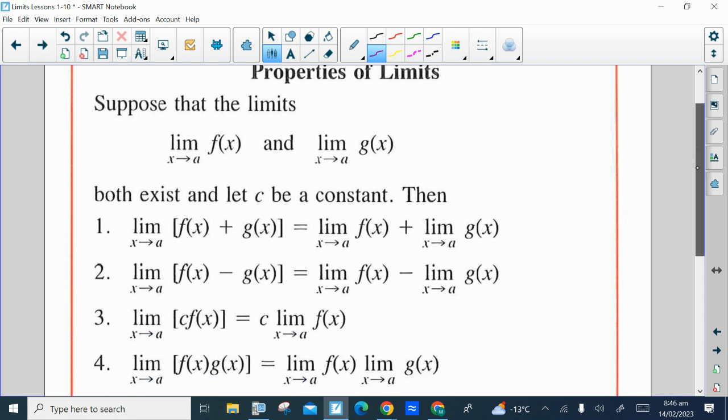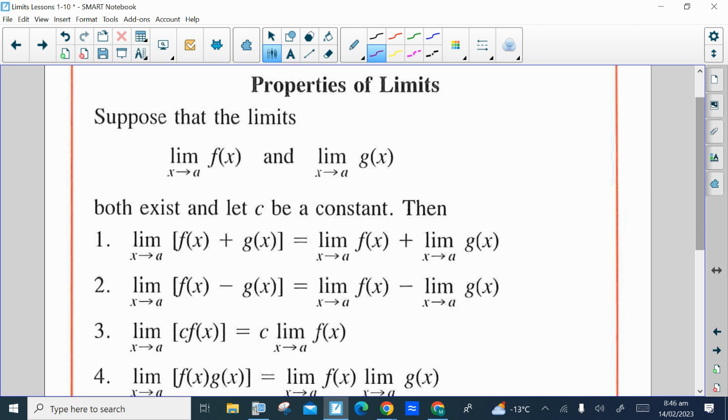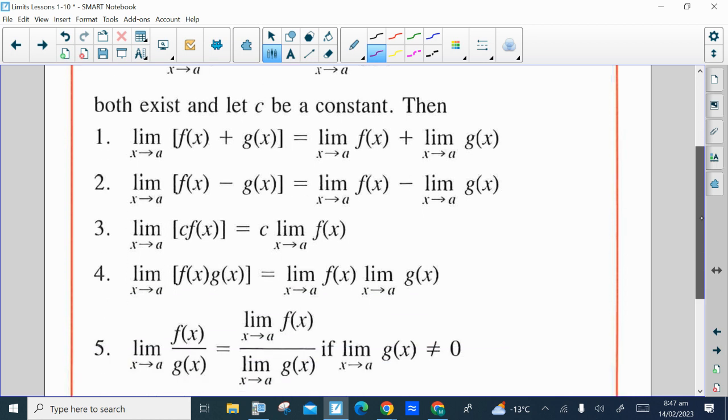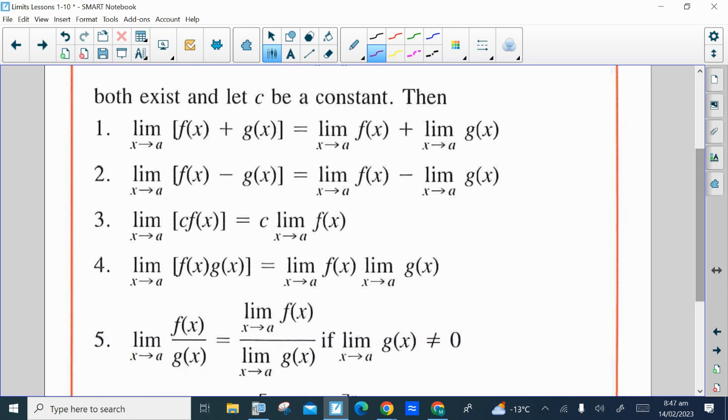So this is in your textbook, these properties of limits. If the limit as x approaches a of f of x exists, and if we have the limit as x approaches a of g of x, then the limit as x approaches a of f of x plus g of x can be found by taking the sum of the individual limits. The limit as x approaches a of f of x plus the limit as x approaches a of g of x. Same thing if you have the limit of the difference of the two functions. It is the same as the difference of the limits of the individual functions.